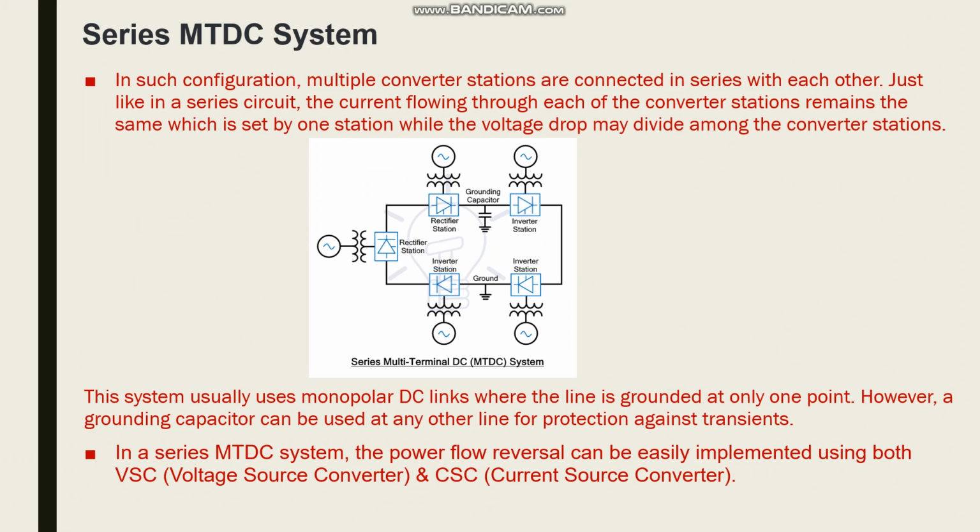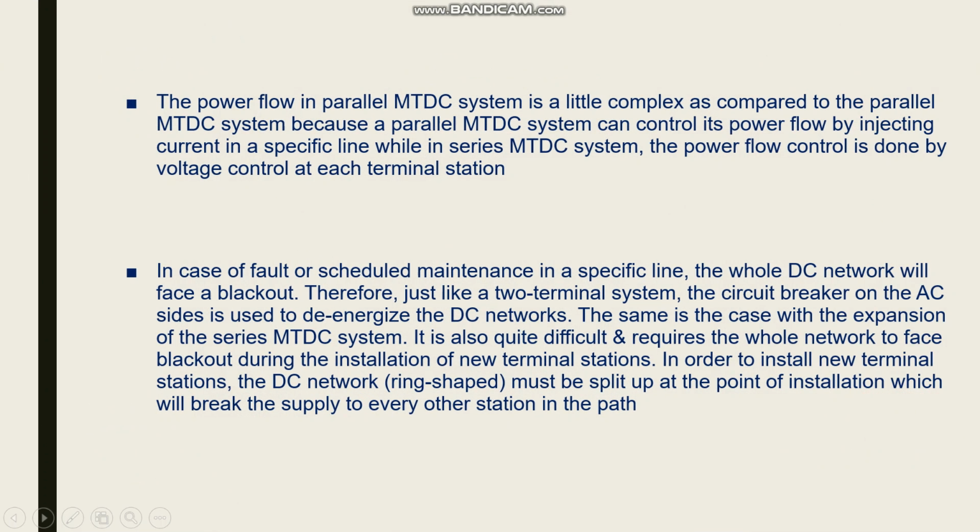This system usually uses monopolar DC links wherein the line is grounded at one point. However, a grounding capacitor can be used at any other line for protection against transients. In a series MTDC system, the power flow reversal can be easily implemented using both voltage source converter and current source converter. The power flow control in a parallel MTDC system is a little complex as compared to the series MTDC system because a parallel MTDC system cannot control its power flow by injecting current in a specific line, while in a series MTDC system the power flow control is done by voltage control at each terminal station.